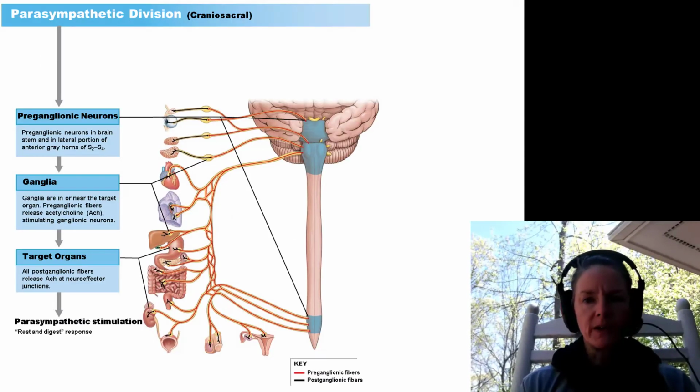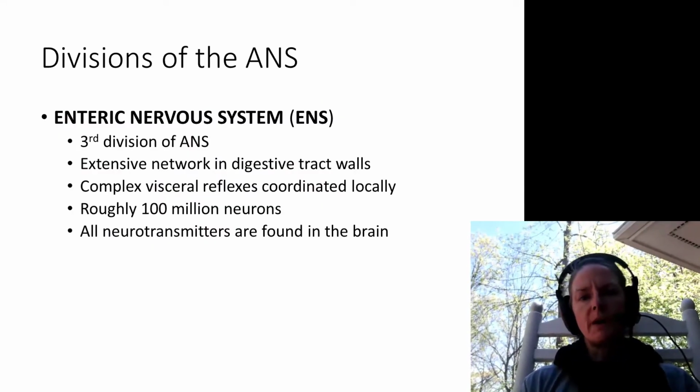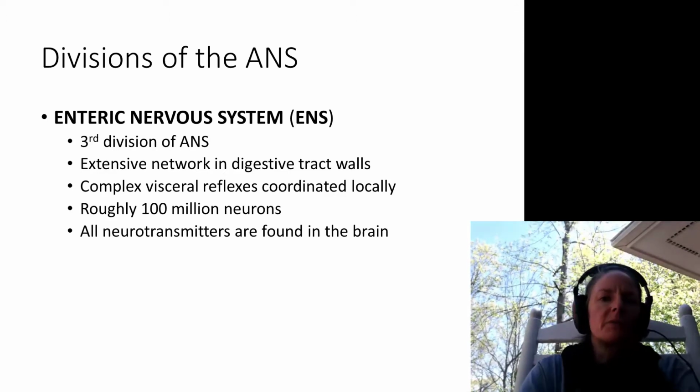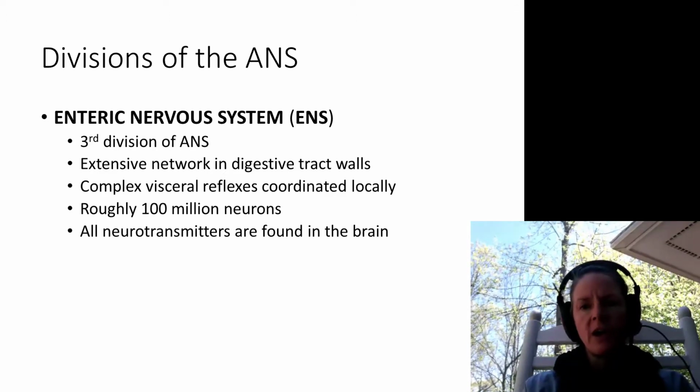So these are the kinds of differences that we're going to see between the two divisions of the sympathetic and parasympathetic nervous system. All right, so let's talk a little bit about the third division of the autonomic nervous system, and we're only going to touch on it briefly here because we'll get to it in a lot more detail when we get to digestion.